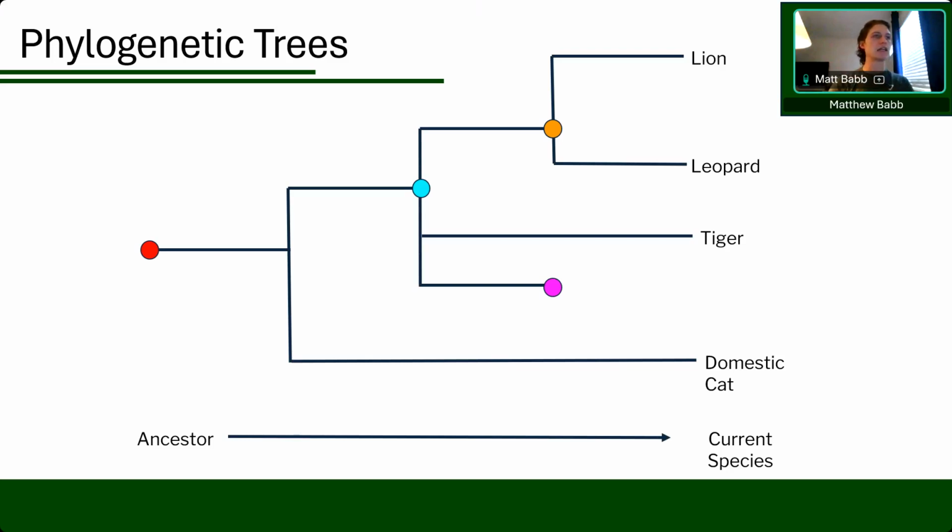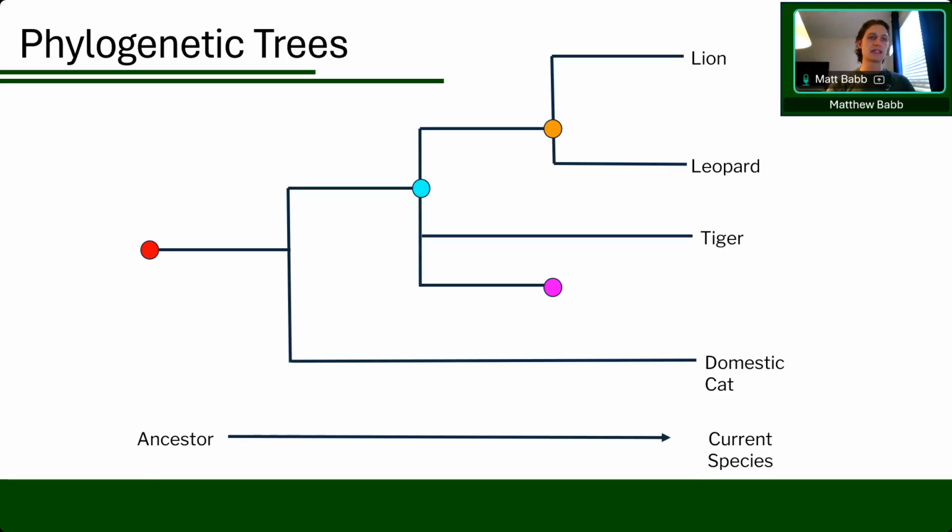Now, I'm going to highlight a couple of key points in the tree. Let's look at the orange dot first. The orange dot is the ancestor of lions and leopards, but not the common ancestor of tigers. In order to look at the common ancestor of tigers, lions, and leopards, we would need to move further back in evolutionary time to that blue dot.